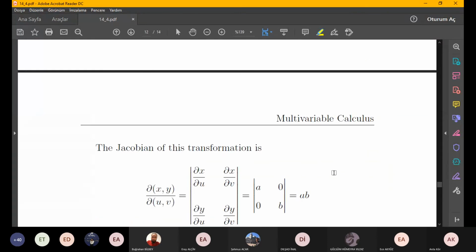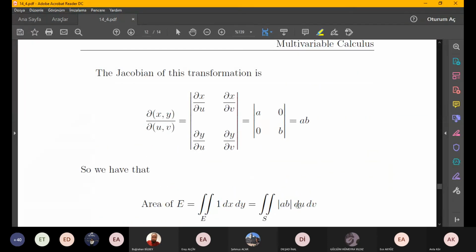So that means we can compute the area of that ellipse E by using the transformation over S. But first we need to define dA in terms of u and v. We need to find the Jacobian determinant, which will be the determinant of the 2 times 2 matrix given by the transformation x equals a times u, y equals b times v.